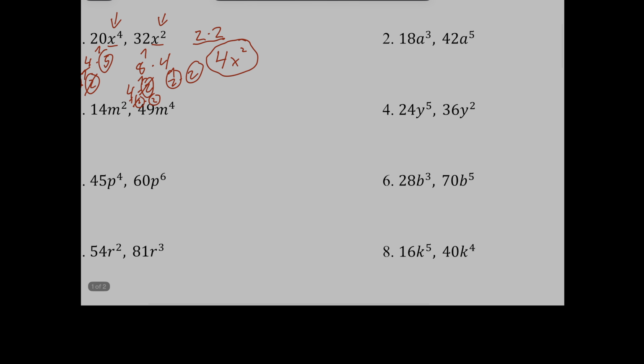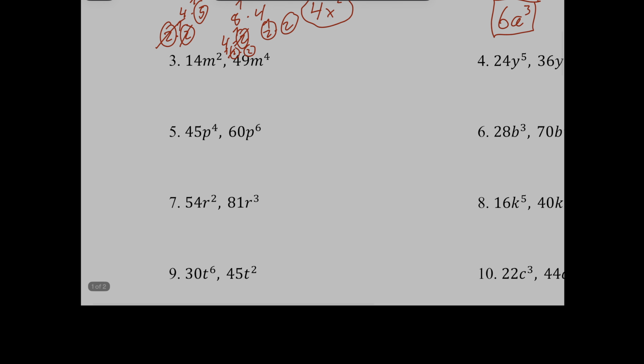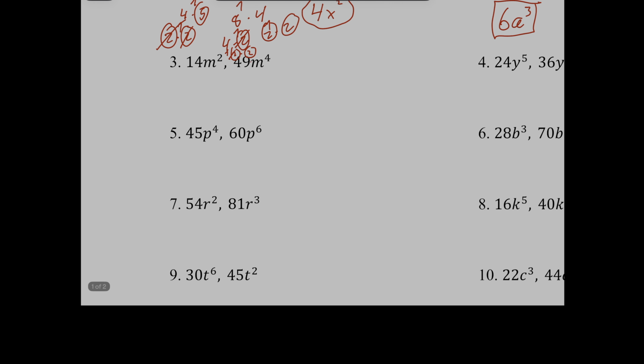Let's go to 12. Will 18 go in the 42? Let me do this in my head a little bit. No, it won't. Okay, what's the next biggest factor of 18? It's 9. Will 9 go in the 42? It won't. What's the next biggest factor? It's 6. Will 6 go in the 42? It will, so it's going to be 6a to the third using the lowest power. Okay, so some of these you can do in your head. Will 14 go in the 49? No. Next biggest factor is 7, and 7 will, so it's 7m squared.